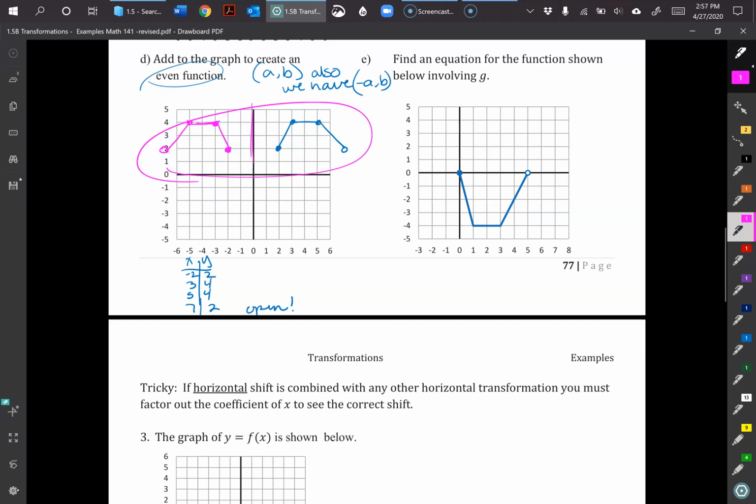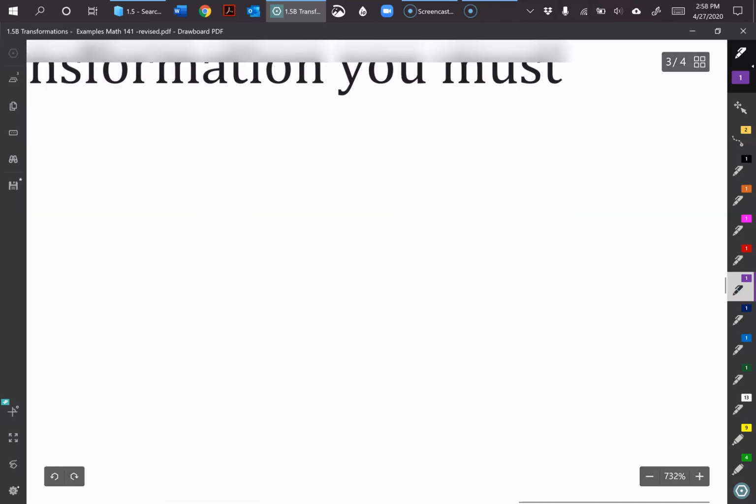So part E, find an equation for the function shown below involving g. So this is pretty tricky. I'm going to just pause and sketch. Okay, so we usually have our beginning in blue and our final in purple. So I just fixed the colors there. This is our final stage. So we have to look at what's happening in our function. We start off with g of x.